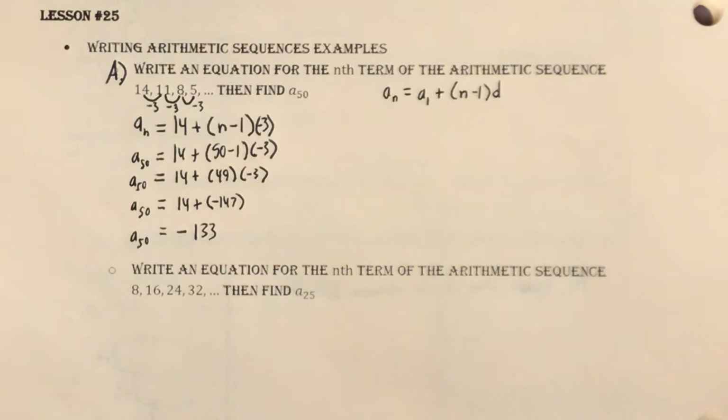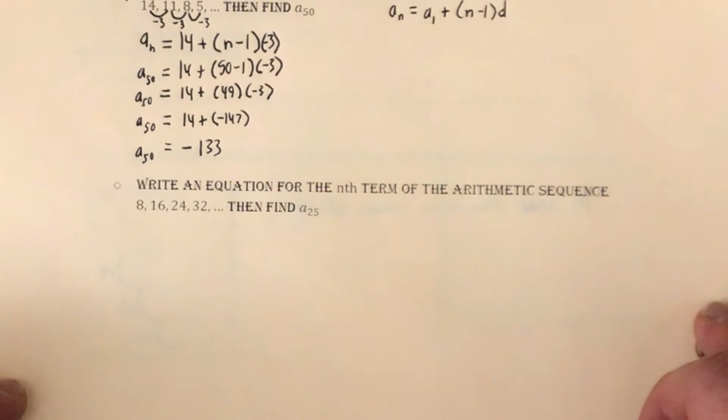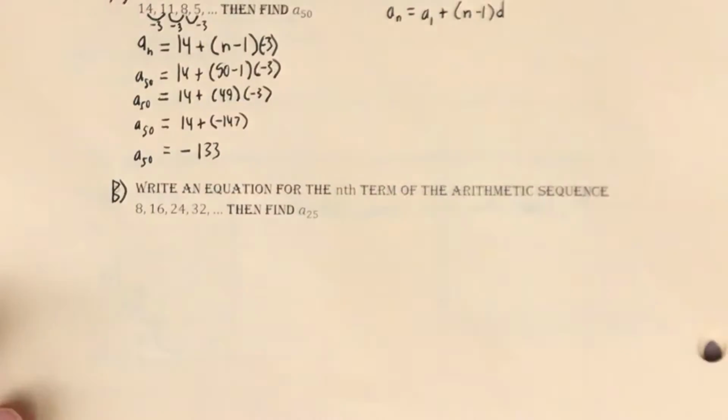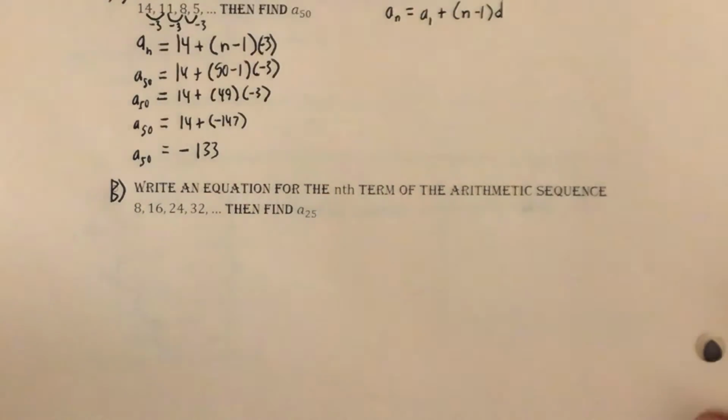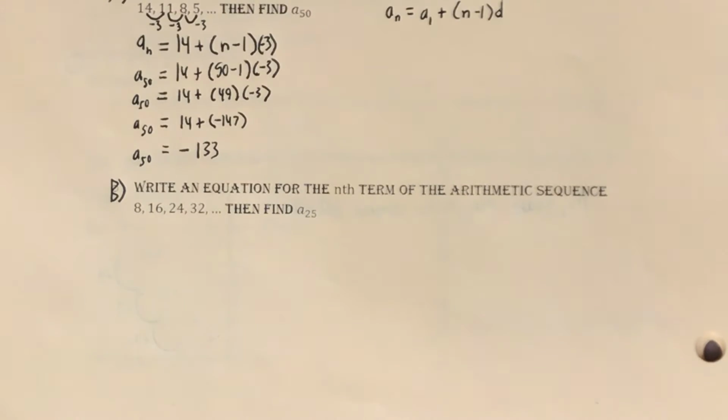All right, well, we've got a second example here. I'd encourage you to try this one on your own and then check your answer with me. So I'm going to call this example B. All right, and we're going to write the equation of the nth term of this arithmetic sequence. Well, in order to write the equation of an arithmetic sequence, I need to have the first term. I've got that. But I also need to have the common difference. All right, so let's go ahead and figure that out first before we do anything else.